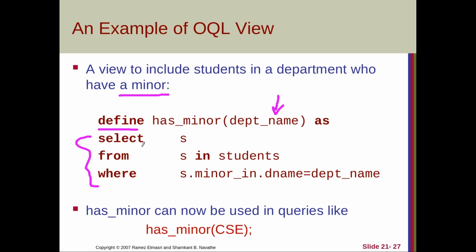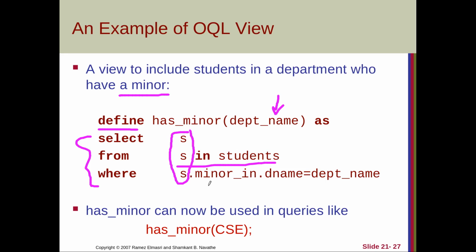Select s from s in students where s.minor_in.d_name is equal to department name. Select s, simply s, means select all the elements. s.d_name means only the department name would be selected, but select s means all the elements, just like select star. From: s is the iterator variable here. We can use any variable. Select s from s in students. So from the students extent, we need to select all the details of the student where s.minor_in.